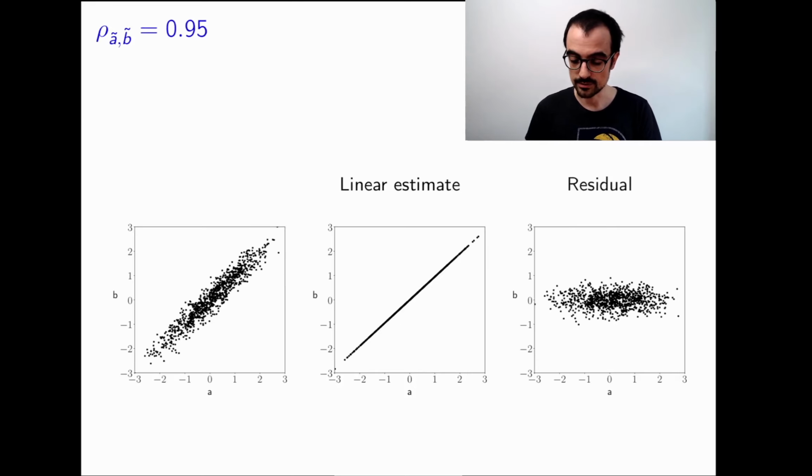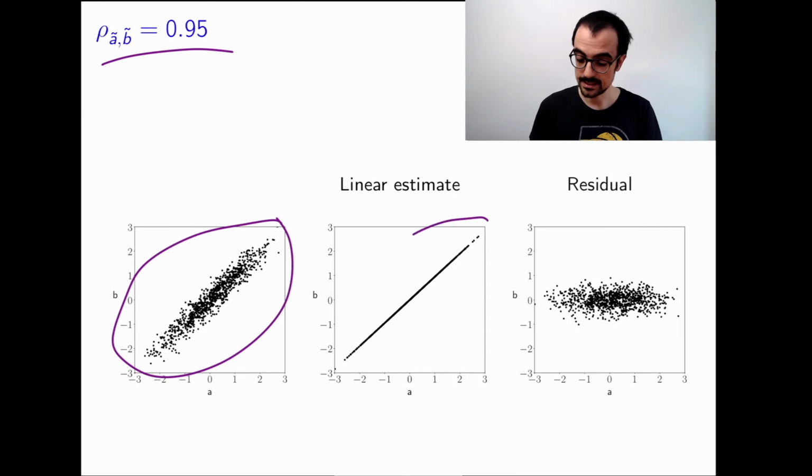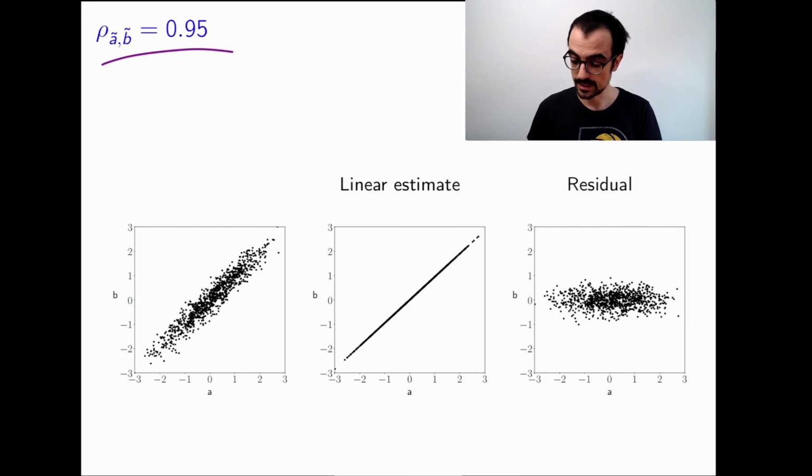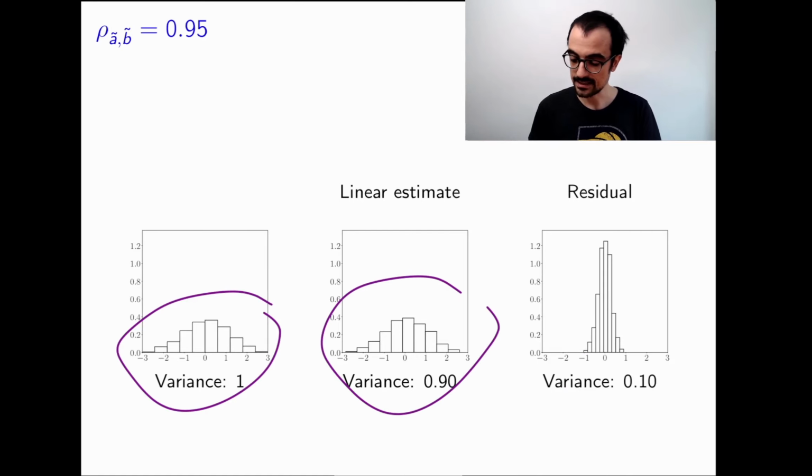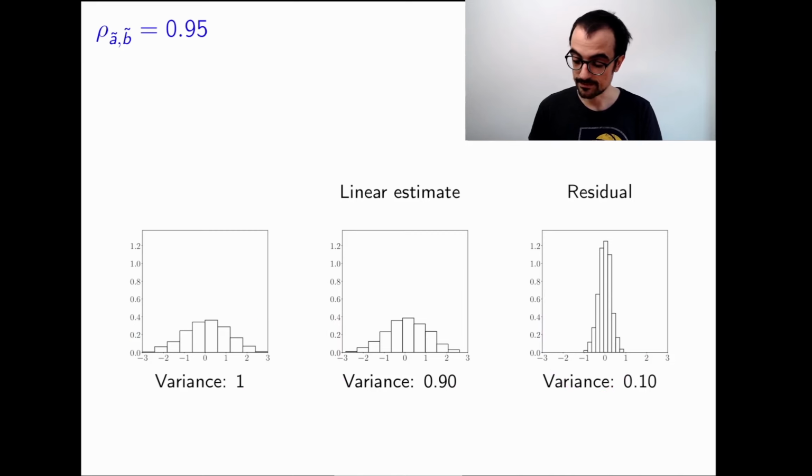Here we have a correlation coefficient of 0.95. This is the original data. This is the linear estimate of B given A, and this is the residual. By the way, realize that the residual does indeed look uncorrelated with A. There seems to be no linear dependence. Now we're going to look at the variance of B, the variance of the linear estimate, and the variance of the residual. And as expected, the fraction of variance that is explained is equal to the square of the correlation coefficient.